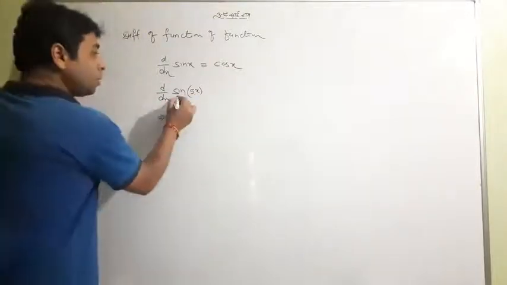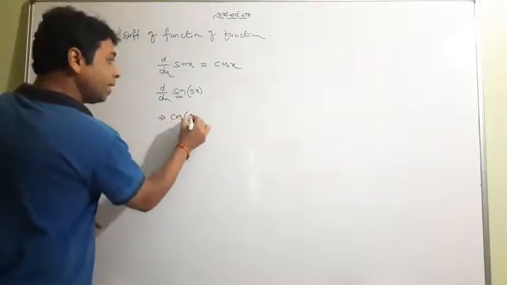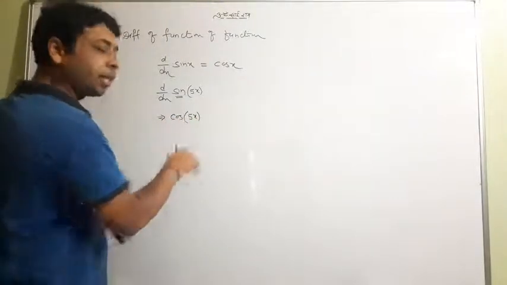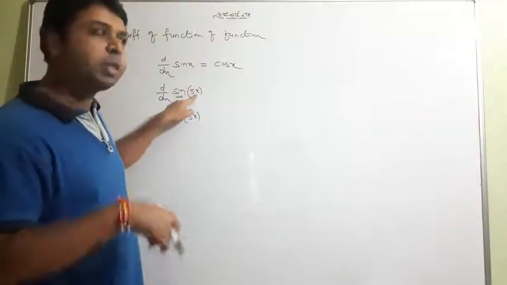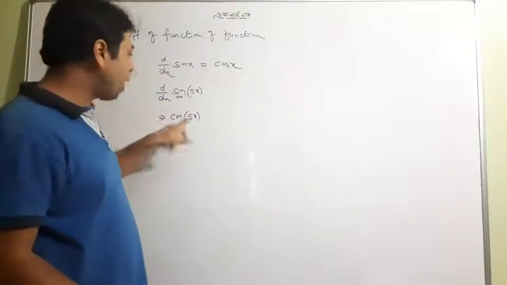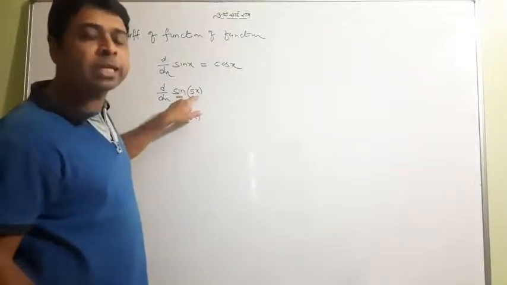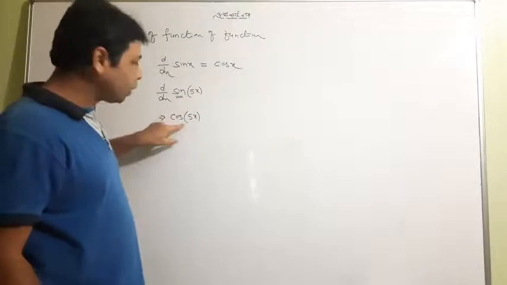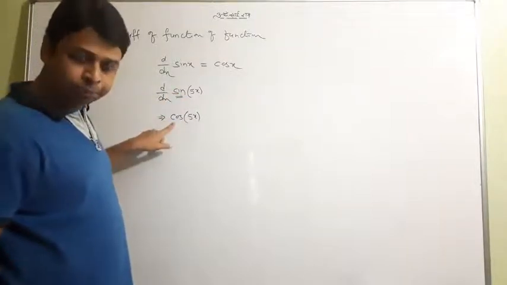But first it will be differentiated as a cos, but the angle is the same. Sometimes students write x, that is wrong. Whatever the big function is there, whatever the chain function is there, you have to write it with the cos because it was the angle of sine. You have to write the whole same angle with the cos. Differentiation of sine you have done.